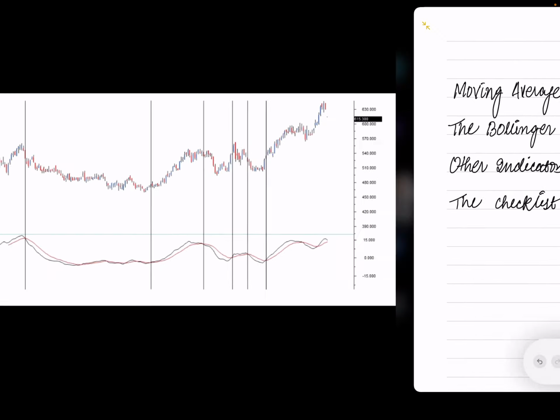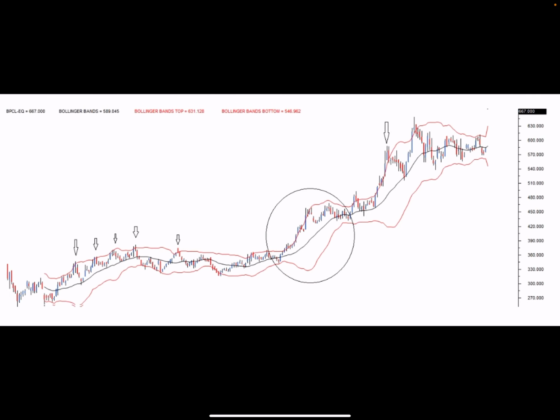So the following chart is of BPCL Limited. The central black line is the 20-day SMA. The two red lines placed above and below the black line are +2 standard deviation and -2 standard deviation. The idea is to short this stock when the price touches the upper band and expect it to revert to the average. Likewise, one can go long when the price touches the lower band, expecting it to revert to the average.